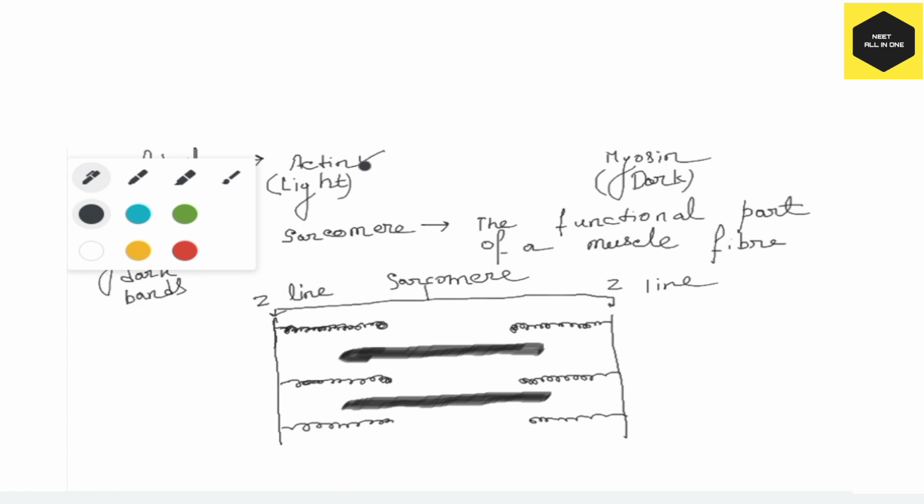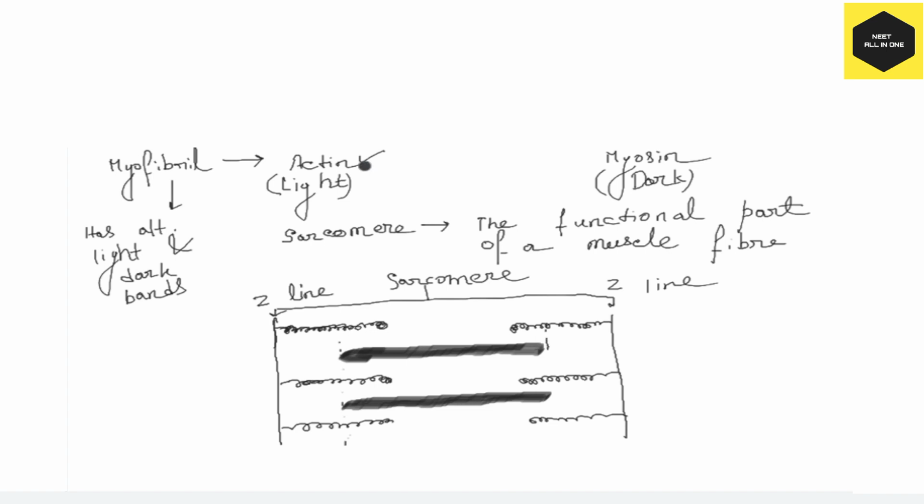Now this portion in which the myosin is present, this will be known as the A band. Okay, A for anisotropic. I am writing it on the side. A stands for anisotropic.